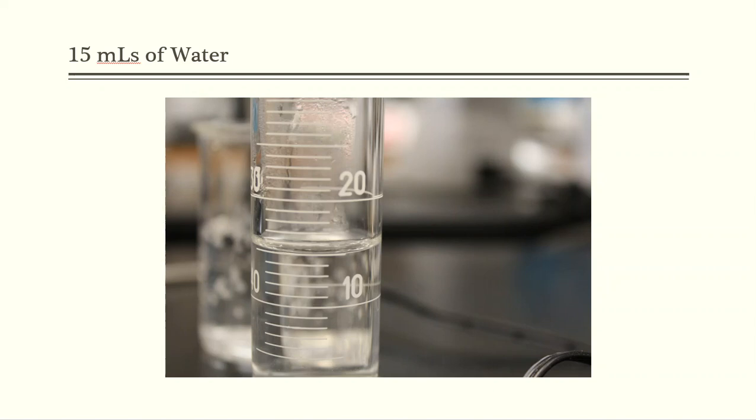I mean, this is not rocket science. I don't need to be exact. So 15 mils is what you're seeing in the graduated cylinder. Here's the line for the 10 mil mark, and then this is 11, 12, 13, 14, and 15. The bottom of that meniscus is what we read, and it tells me that this is 15 mils in total.